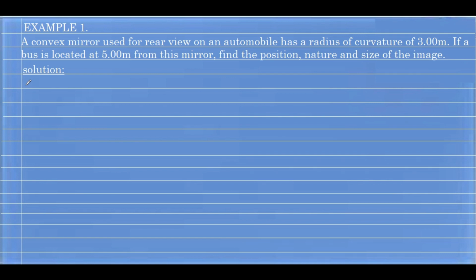So here, a convex mirror used for rear view. Rear view means they are used in cars and bikes. A convex mirror used for rear view on an automobile has a radius of curvature of 3 meter. Before writing this, I have to explain about sign convention. If a bus is located at 5 meter from this mirror, find the position, nature and size of the image. Okay, so this is the question.